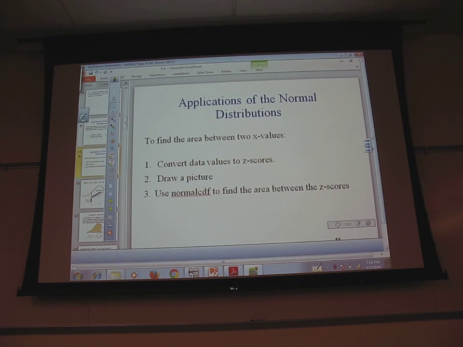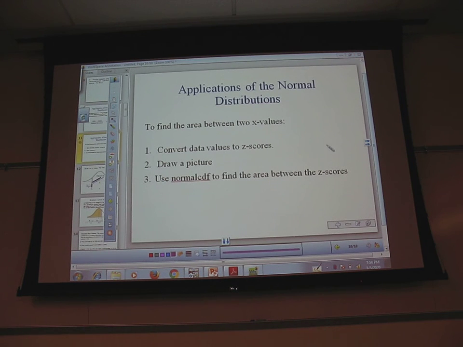So again, these are the steps. First, convert your data values to z-scores. This is at the bottom of page 4, I think. If you did not fill it in, you should fill it in now. Bottom of page 4. Convert data values to z-scores. Justin, you're filling these in at the bottom of page 4, right? Number 2, draw a picture. Number 3, use normal CDF to find the area between the two z-scores. Everybody has those in? Okay, great.